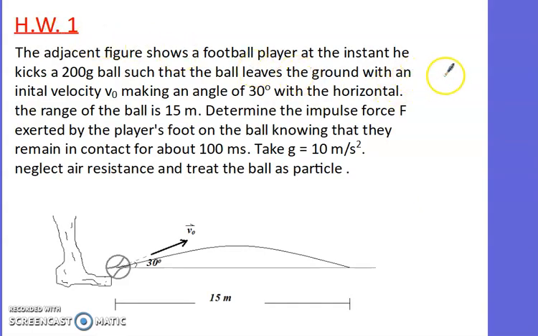Now we have another exercise which is very nice. I will keep it for you as homework and you solve it with your teacher in the class. Okay, we have a football player kicking the ball like this. The ball hits the ground at this point, which is 15 meters away. The question is, determine the impulsive force F exerted by the player's foot on the ball, and the time of contact is 100 milliseconds. Try to do this, I think, difficult but nice exercise.